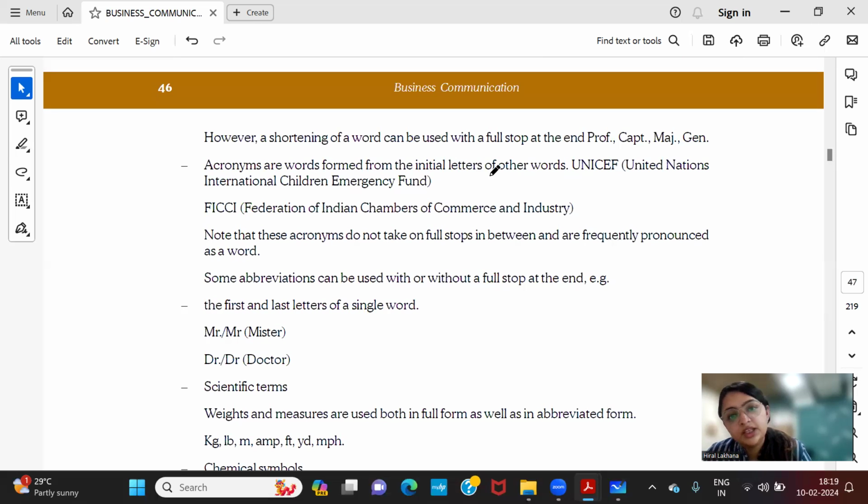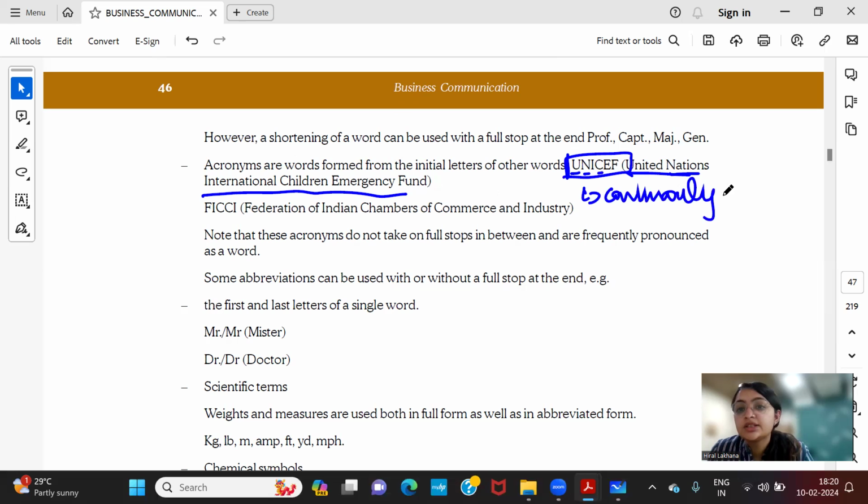Acronyms are words formed from the initial letters of other words. A very common example is United Nations International Children's Emergency Fund. Instead of having to repeat all of these words whenever we are referring to this particular organization, we can just say UNICEF. UNICEF is basically the first letter of each of these words, so it becomes commonly used. Any person, if we are using the word UNICEF, knows that it refers to this particular organization. Similarly, FICCI, CCI. Now, next up, the first and last letters of a single word.